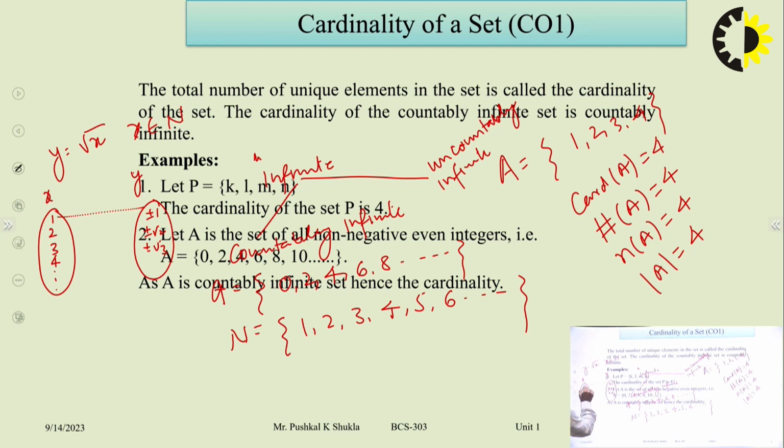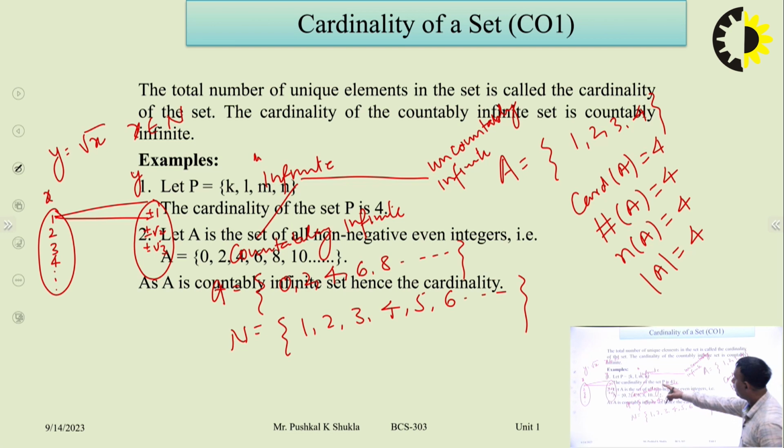1 is associated with plus and minus both. So this is not one to one correspondence. So this is not a countable infinite. This is the case of uncountable infinite. Is it clear? Now let us proceed.